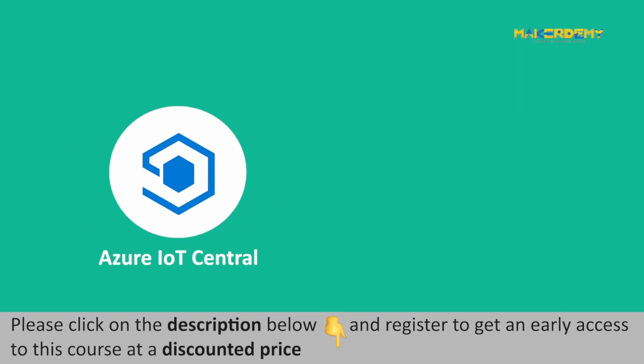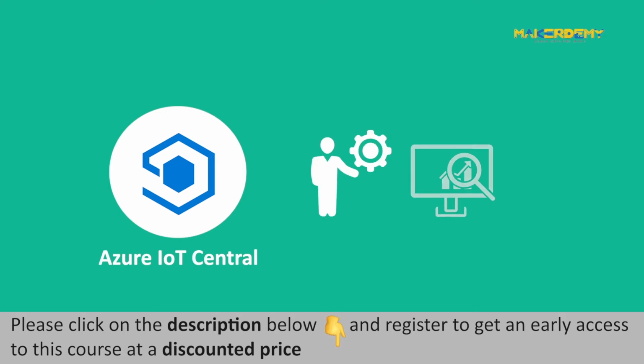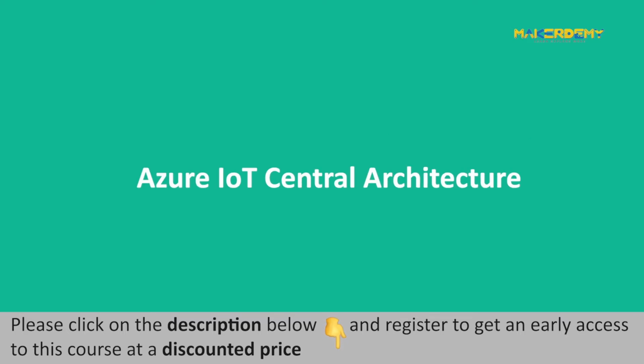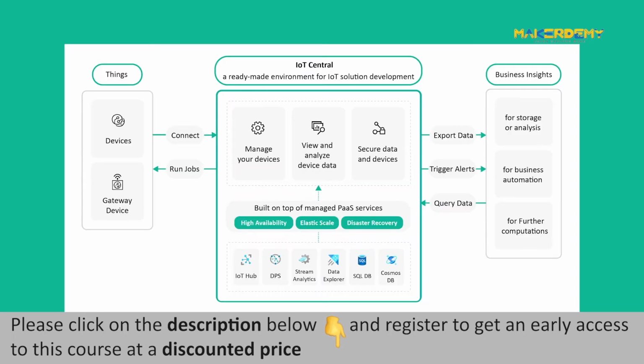We have seen that an Azure IoT Central application lets you manage IoT devices, view and analyze IoT device data, export data, etc. in the previous lecture of this course. In this video, we will briefly discuss the key elements in an Azure IoT Central architecture. The architecture comprises three components: Things, IoT Central, and Business Insights or Insights.